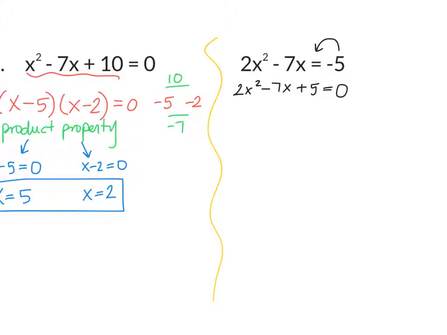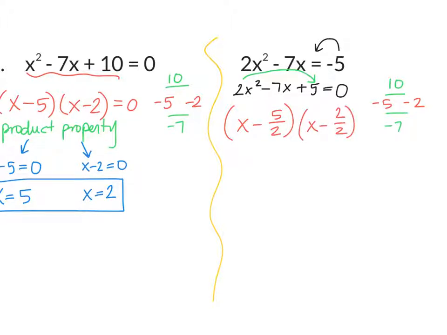So now same idea. I need to set up my puzzle. This is a bottoms up problem because I've got a number in the front. So 10 on the top, negative 7 on the bottom. This is exactly the same as the one before, and I did that on purpose so we wouldn't have to think too hard. I wanted you to see the differences. So if I set up my factors this time, remember since this is bottoms up, we have to divide. So this is x minus 5 over 2 and x minus 2 over 2 equals 0.